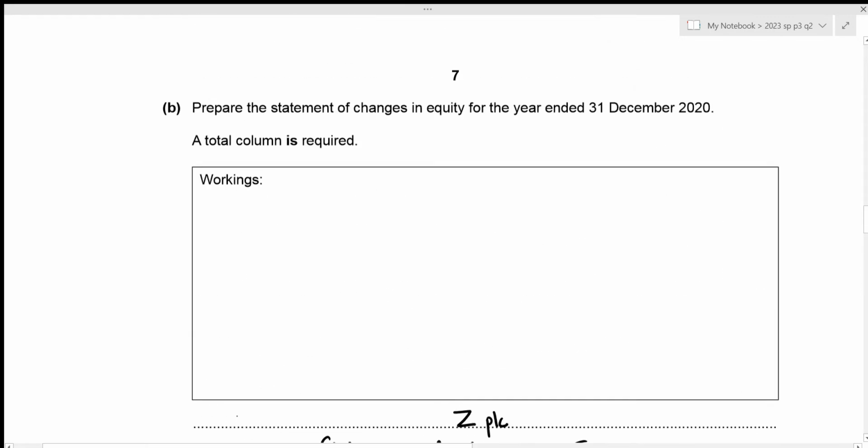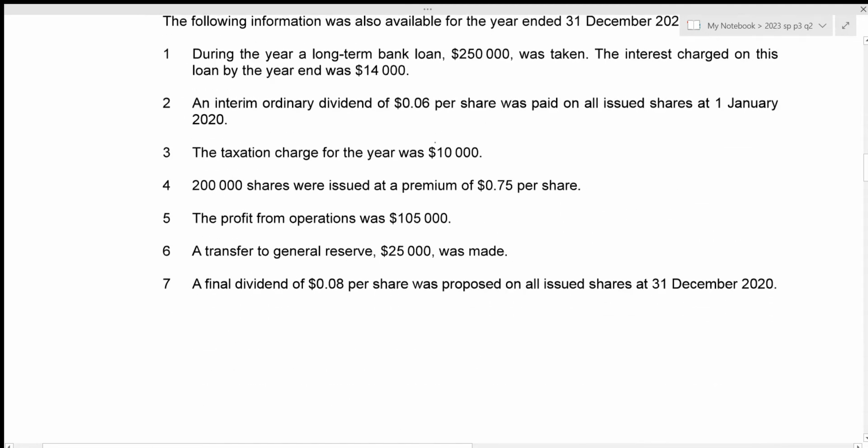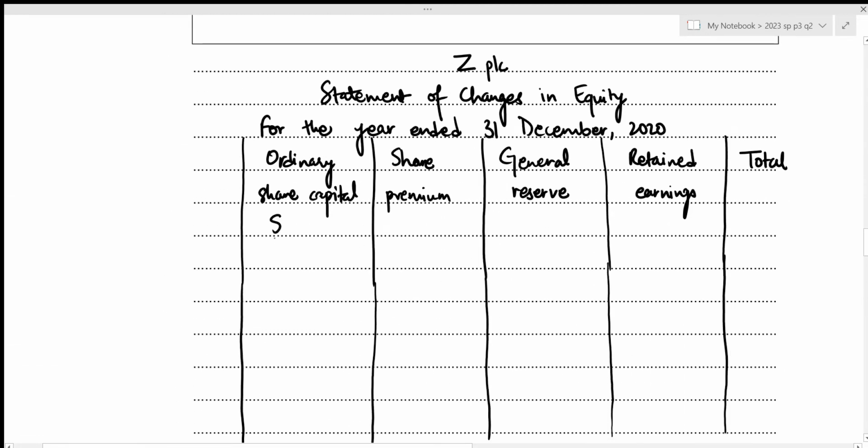Okay, and let's have a look above. So we can see that all of these amounts are in thousands, so we can prepare our statement of changes in equity in thousands as well. Let's write it down. So that will be in 1000 for each column.